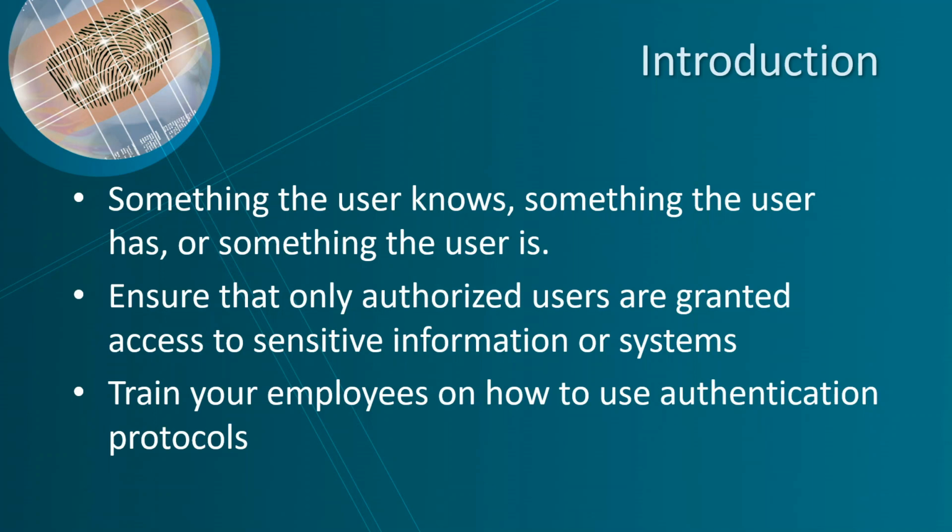Authentication protocols typically involve a combination of something the user knows, something the user has, or something the user is. For example, a username and password combination is a common authentication protocol that relies on something the user knows. Other examples include biometric authentication such as fingerprint or facial recognition, or two factor authentication, which requires the user to provide two forms of identification, such as a password and a code sent to their phone. The purpose of these protocols is to ensure that only authorized users are granted access to sensitive information or systems.